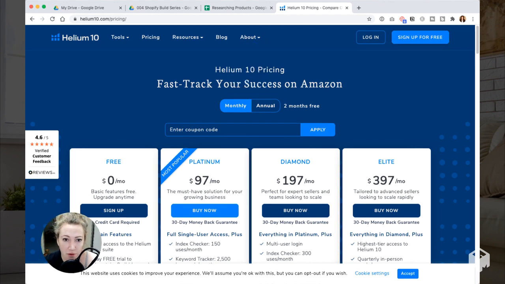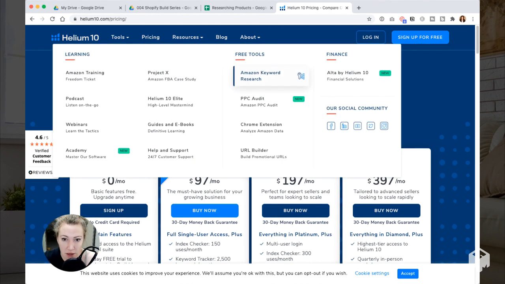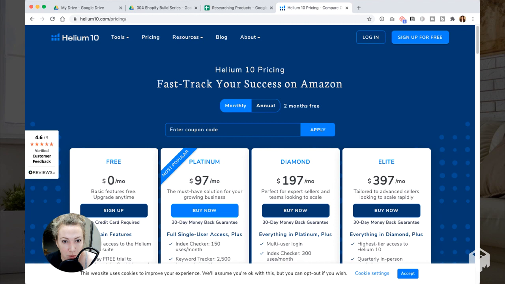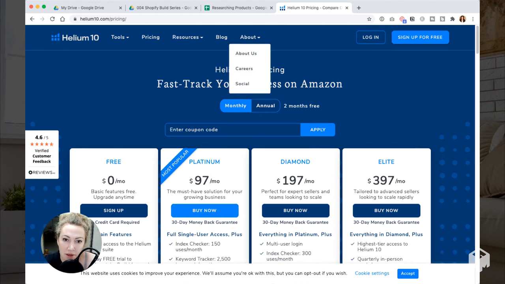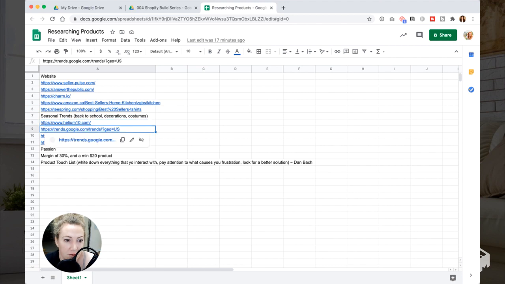And then when you hover over the resources, you'll see some of the free tools. It's got Amazon keyword research, pay-per-click audit. There's a Chrome extension here as well. So like I mentioned before, there's definitely a lot of resources that you can utilize within the free levels of each one. So after Helium, we've got, of course, Google Trends.